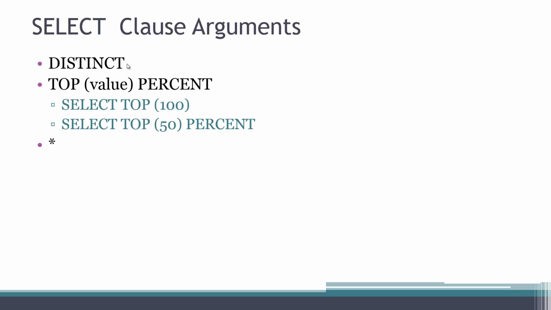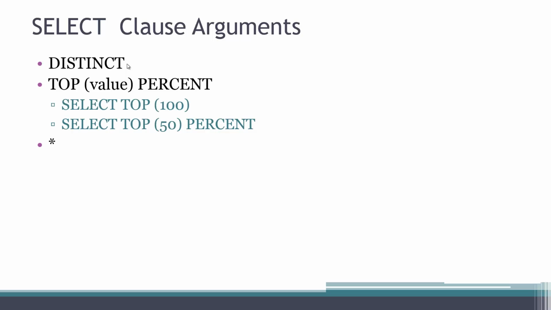So if you're returning a column, let's say you're selecting color out of the production.product table, and you say select distinct color from production.product, you'll get a distinct list of colors that are in the table. You get red, blue, black. You get each one only once, regardless of how many times it's in the table.